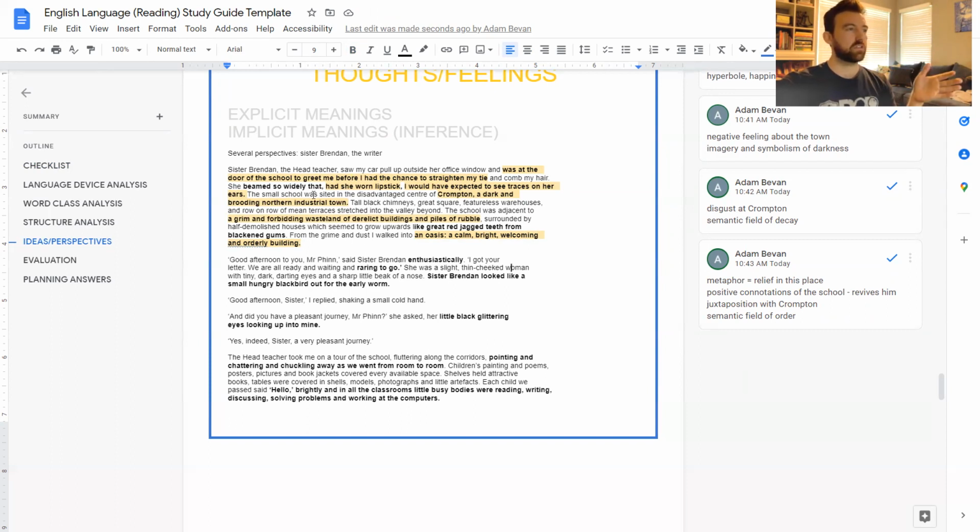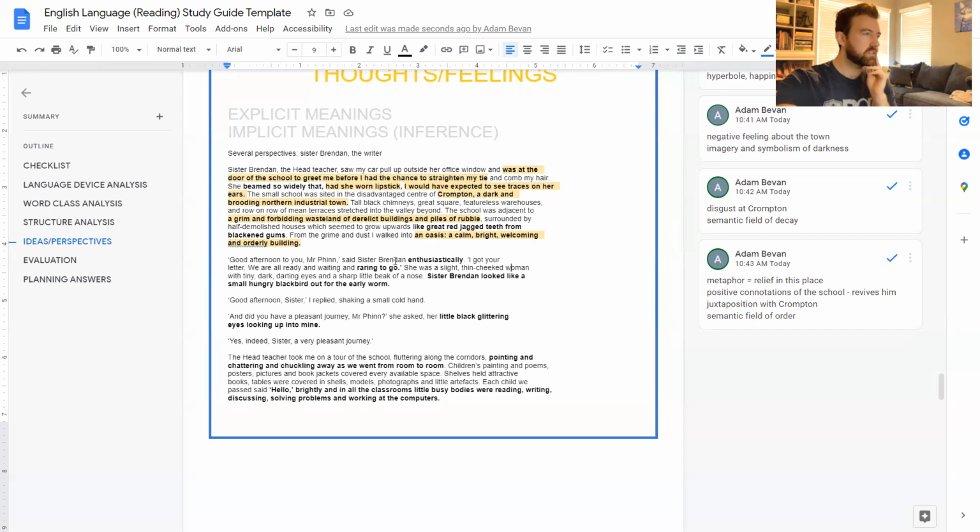And then there's also the feelings about the town versus the school. The town is very negative. He feels very badly about the town of Crompton, but the school is an oasis. He feels very positively about the school. Okay, so then we can do a little bit of explicit meanings in the next one.